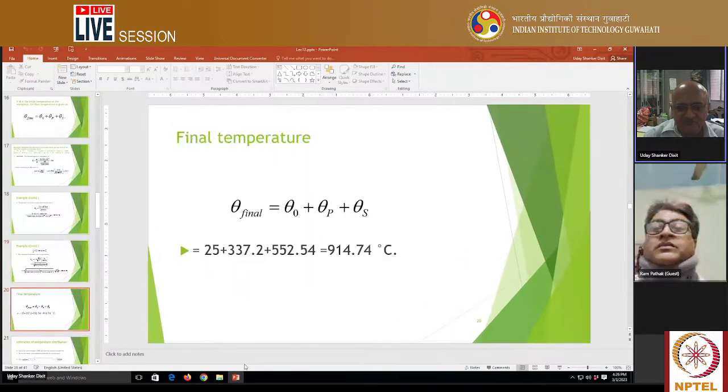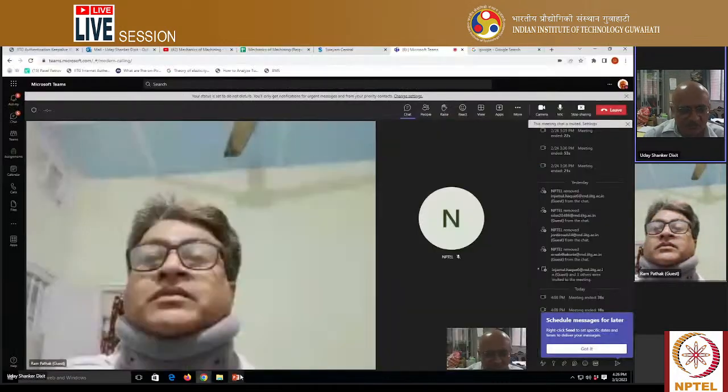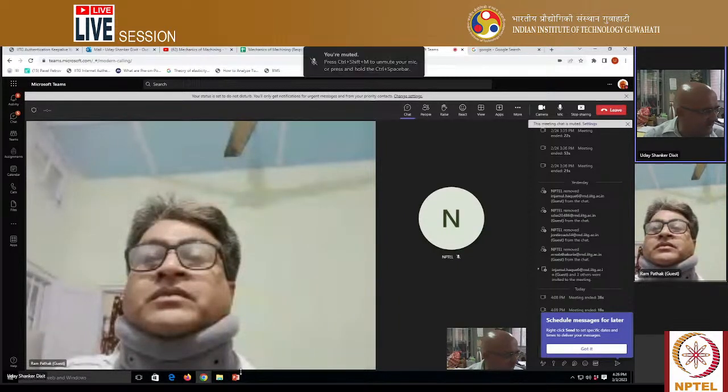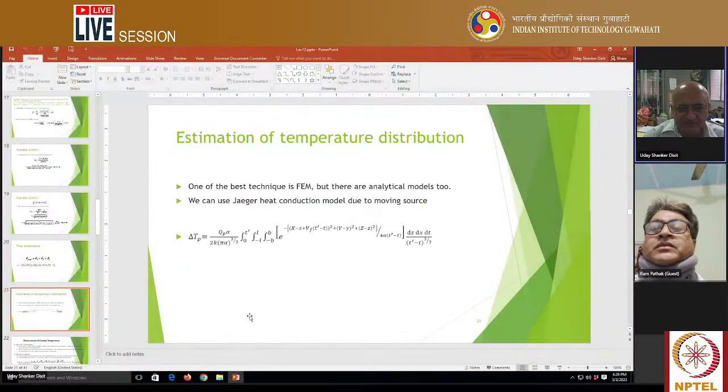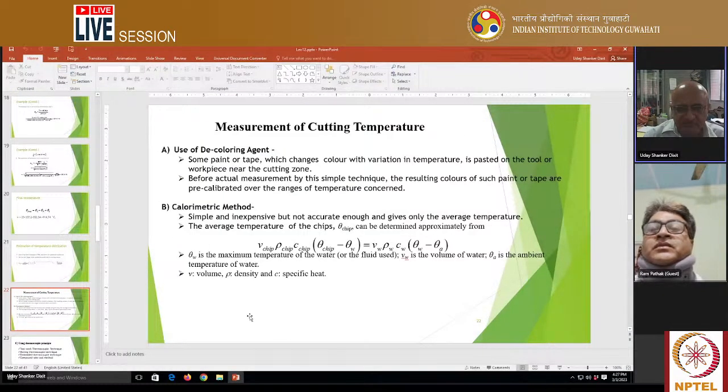So you should have a highly conductive material, but carbide tools sometimes have very poor conductivity in comparison to high speed steel. So temperature will definitely be dependent on the tool material.